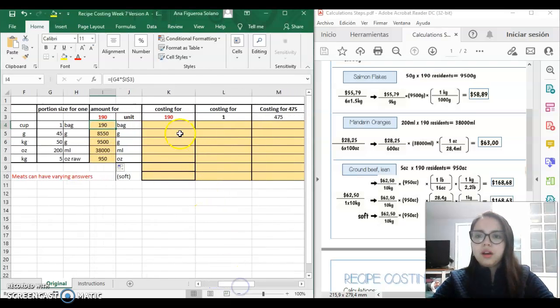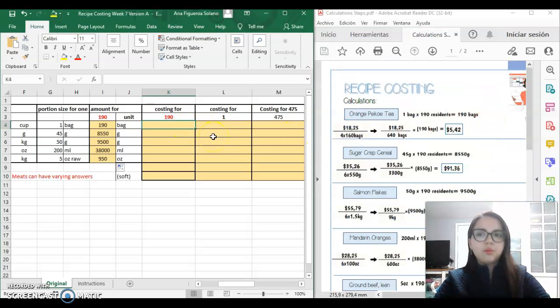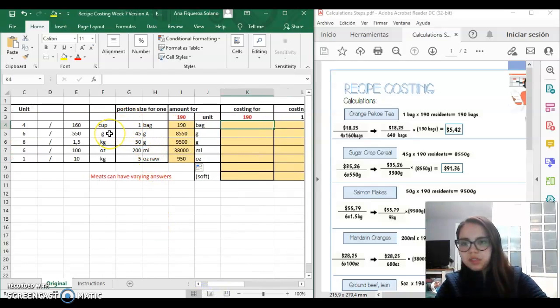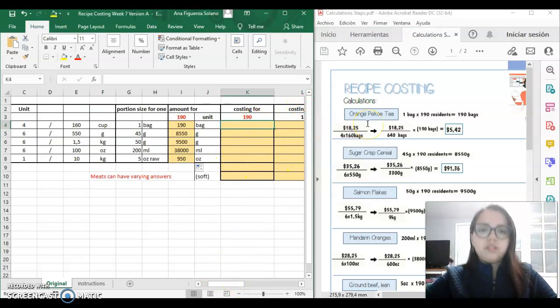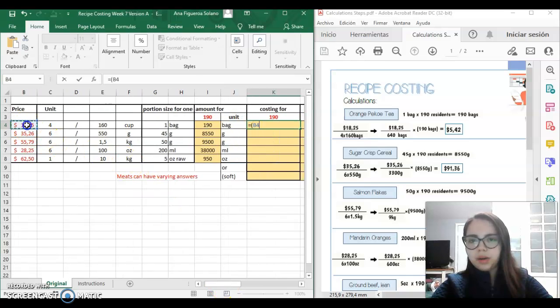Now we need to know what is the price of each ingredient for those 190 people. So it's important to know that we always need to have matching units. So if we have grams here, we need grams there, ounces with ounces, or liters with liters. In the case of the orange pico tea, we have the same units, so we can just plot the formula immediately. So press equal, open bracket, we start multiplying the price by the presentation.